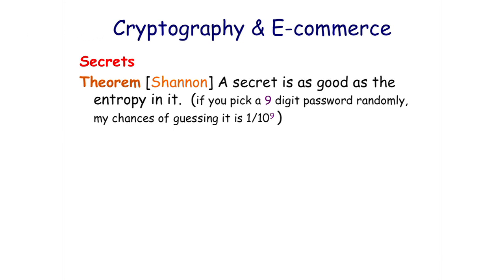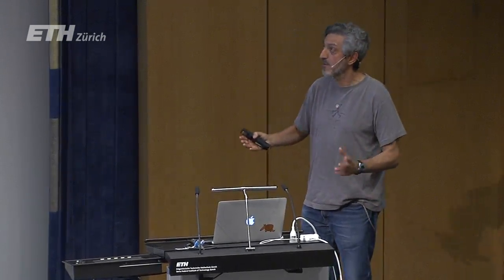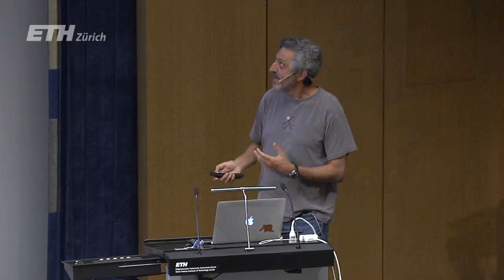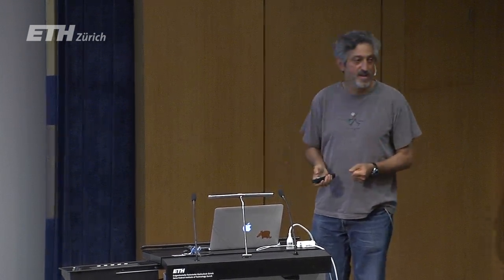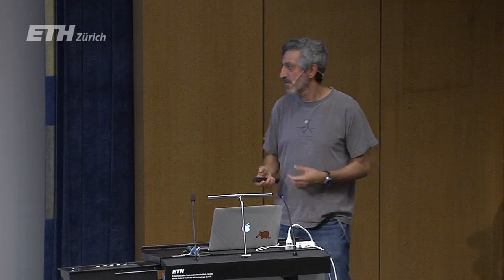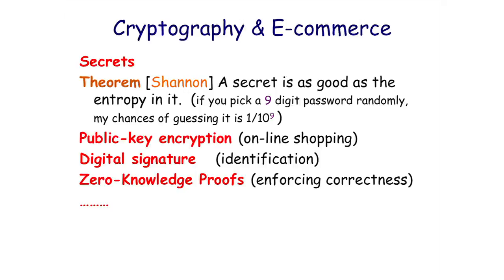And finally, we saw on Tuesday lots of examples where randomness is used. A secret cannot be defined without randomness. Shannon proved that, basically a secret is as good as the entropy, the randomness in it. So if you pick a 9-digit number as your password to somewhere, if you pick it randomly, then the chance of guessing it is exactly 1 over a billion. But if you choose it just from among the phone numbers of your friends, then it will be easier to break. So it's just how much randomness there is there.